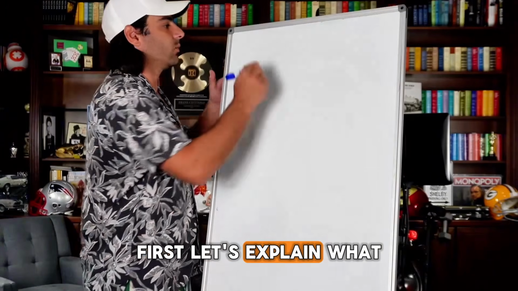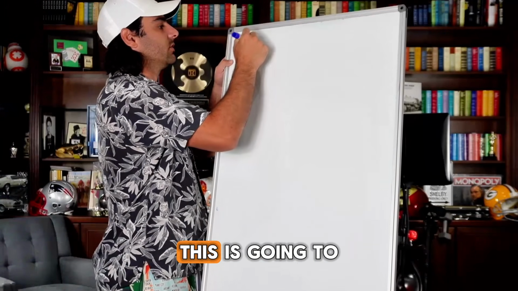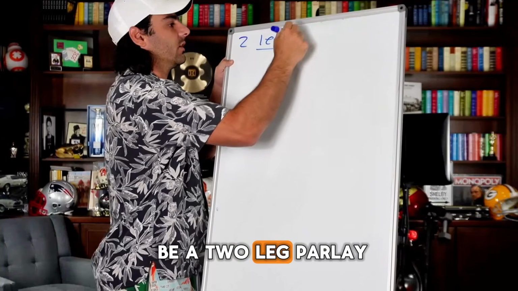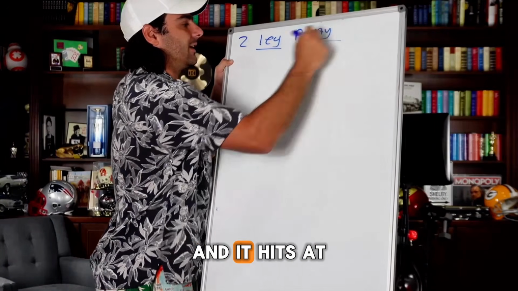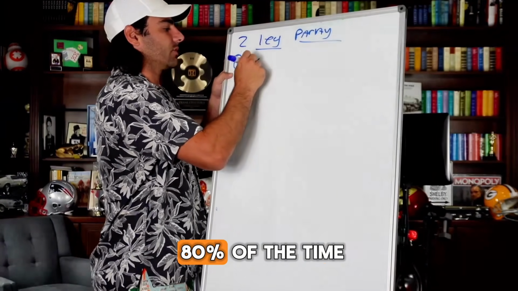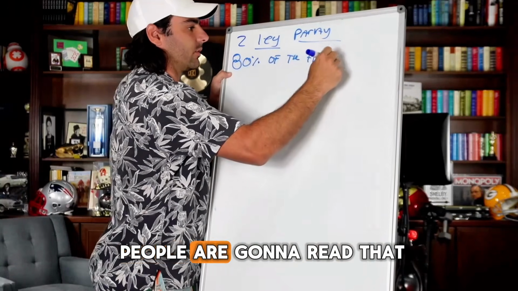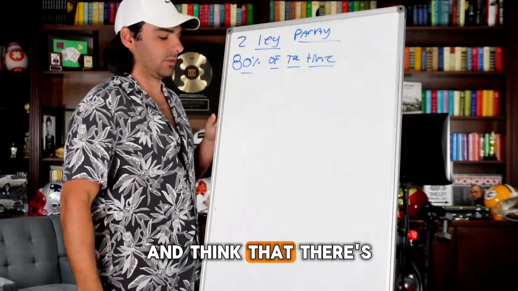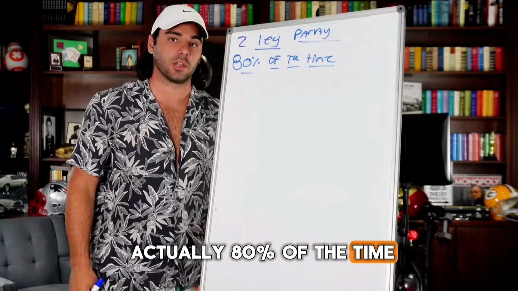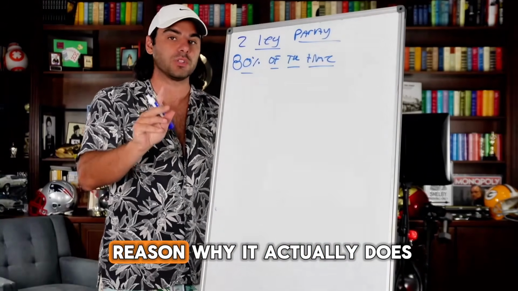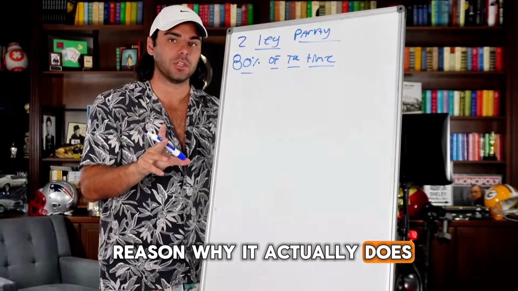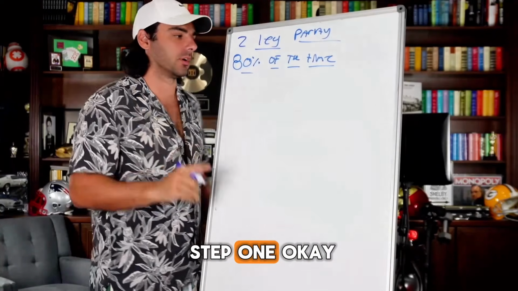Now first, let's explain what type of parlay this is going to be. This is going to be a 2-leg parlay, and it hits 80% of the time. Now I know most people are going to read that and think that there's no way it actually hits 80% of the time. But I'm going to prove to you and show you the reason why it actually does. So let's get to step 1.